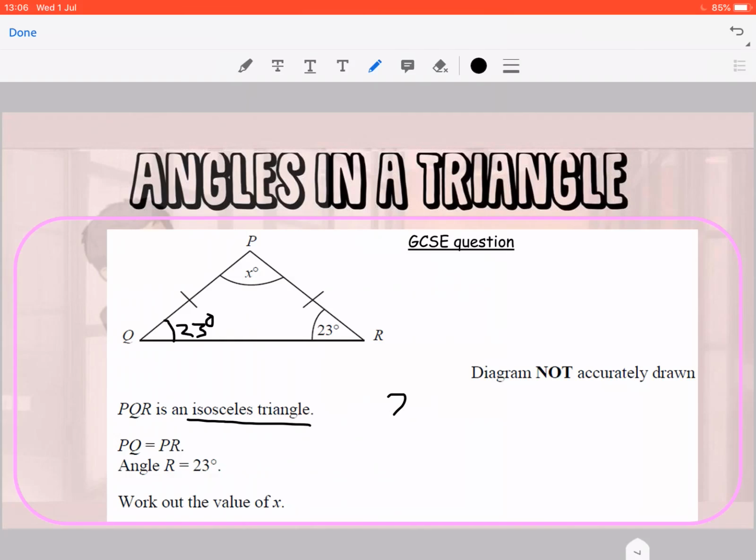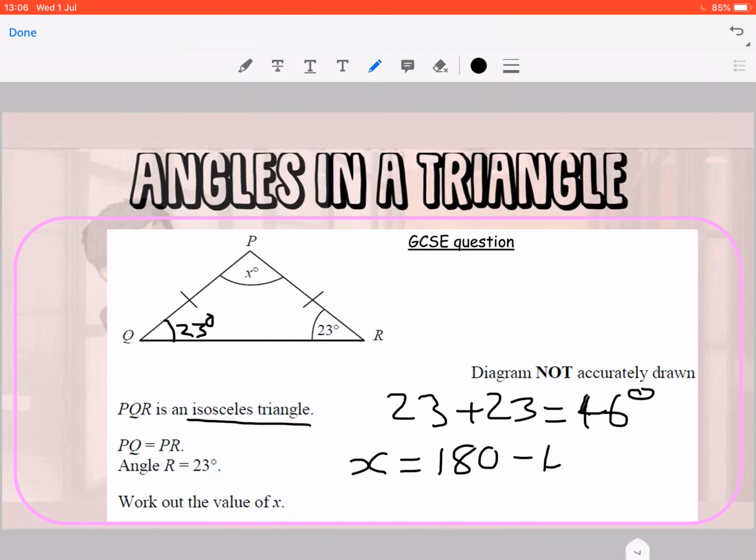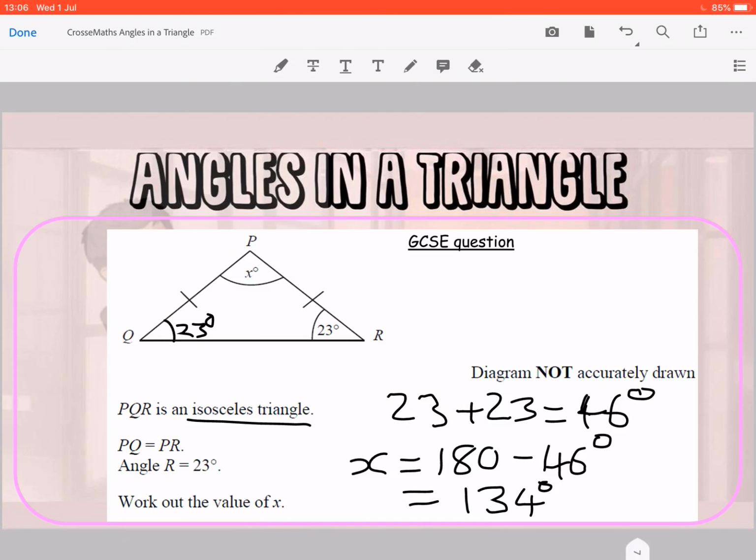So I can add up the ones that I know. 23 plus 23 is 46. So altogether, the ones that I can see, I've got 46 degrees. If I want to find out angle x, I've got to do 180 take away 46 degrees. 180 take away 46 gives me 134 for x. Mark whatever you've done. If you got that right, that's amazing. You really, really understand this.